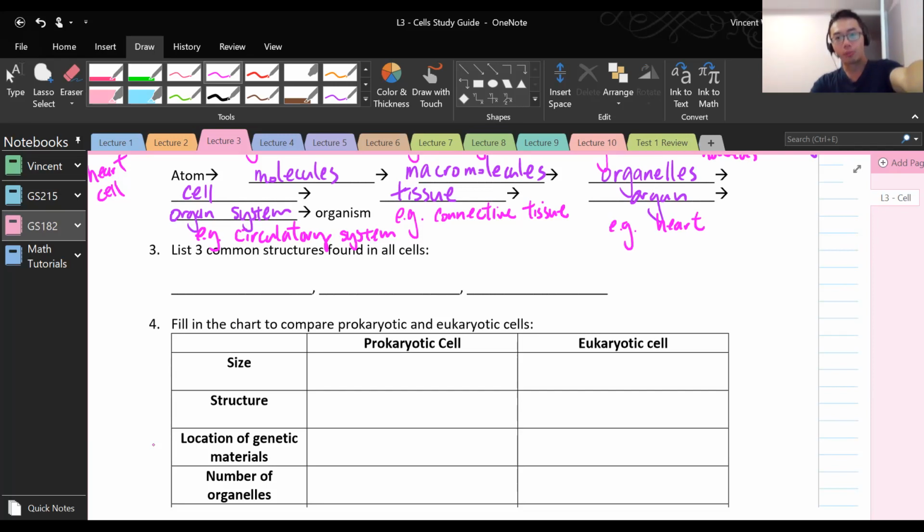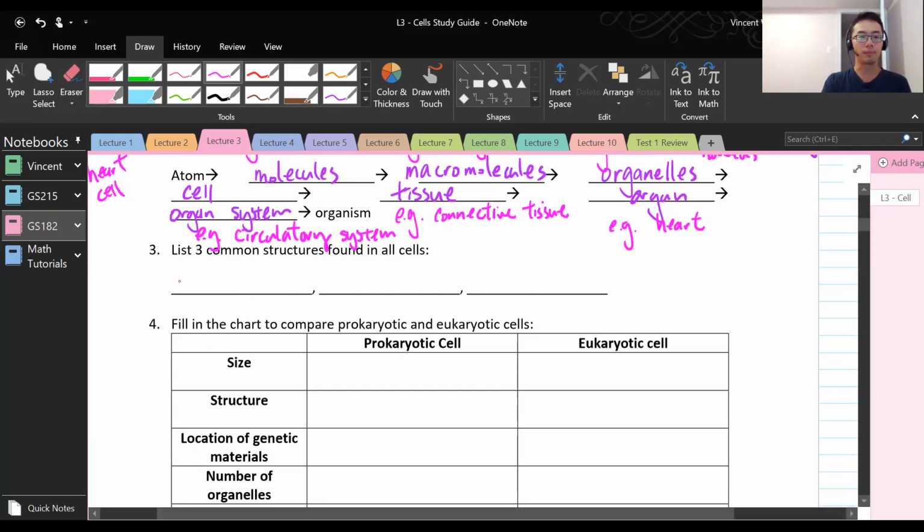Okay, so the 3 common structures are, number 1, they all have some kind of membrane protecting them. Okay, so we call that the cell membrane. Okay, sometimes it's also called a plasma membrane.